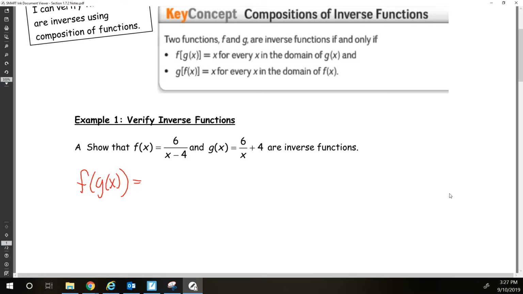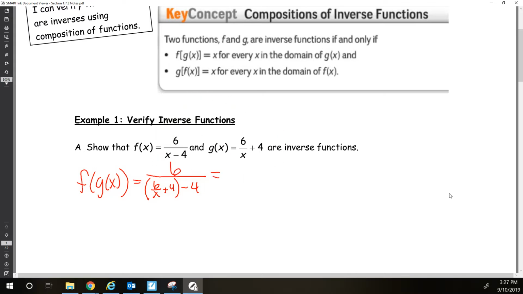That's plugging the g of x function into f of x where we see x. So this is going to be 6 divided by, x would be this entire thing. So 6 over x plus 4. Do you need the parentheses? No, I'm just helping you see that this is really 6 over x minus 4. 6 over g of x minus 4. All right. Oh, I lost my 6.